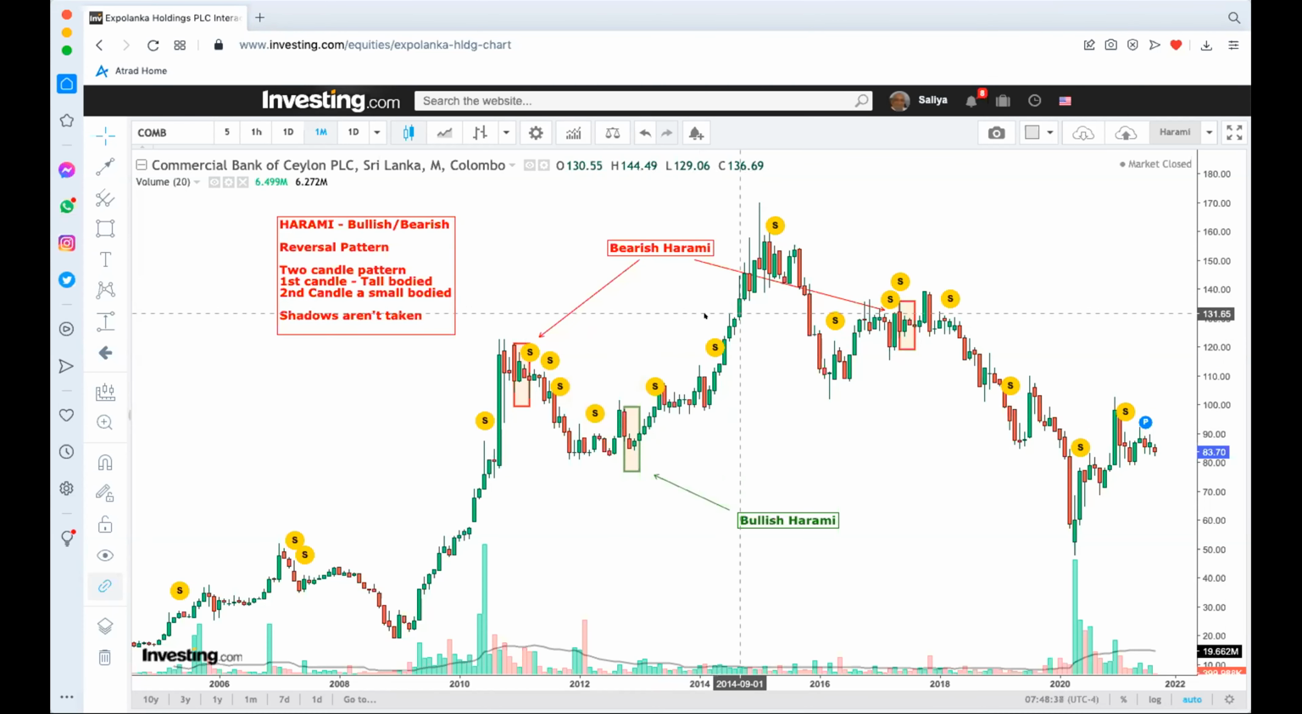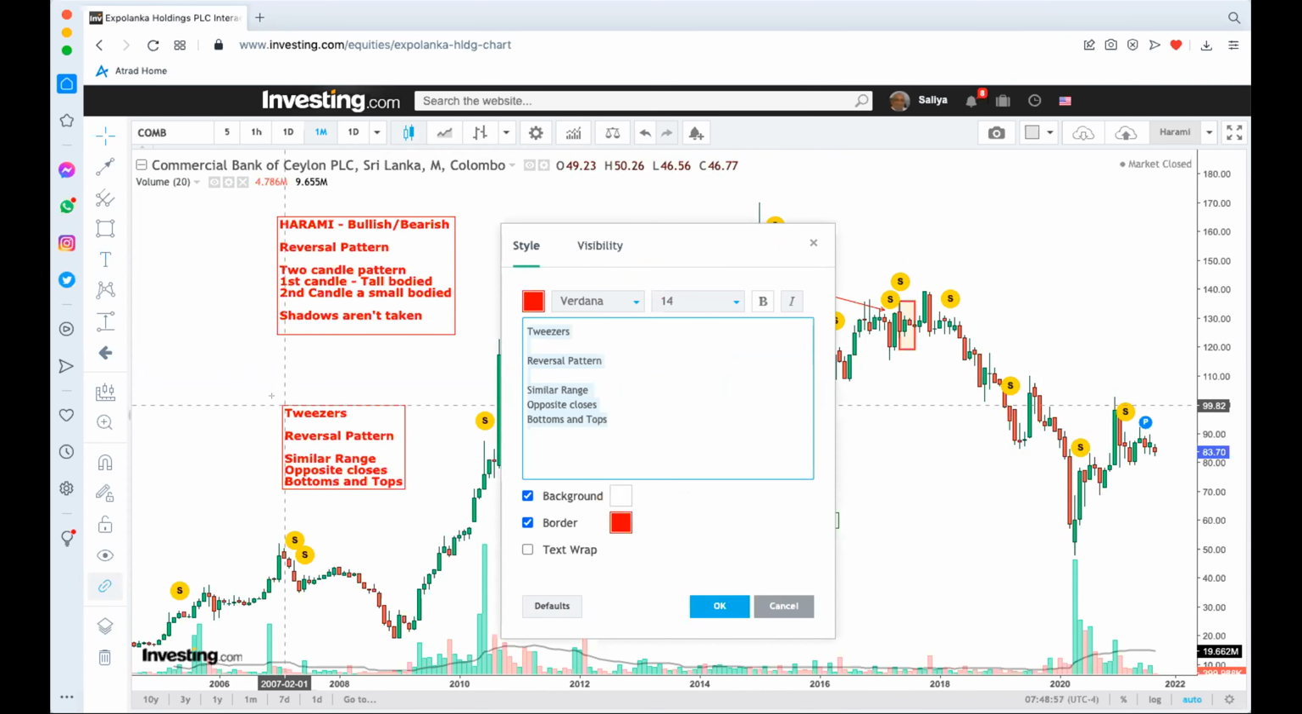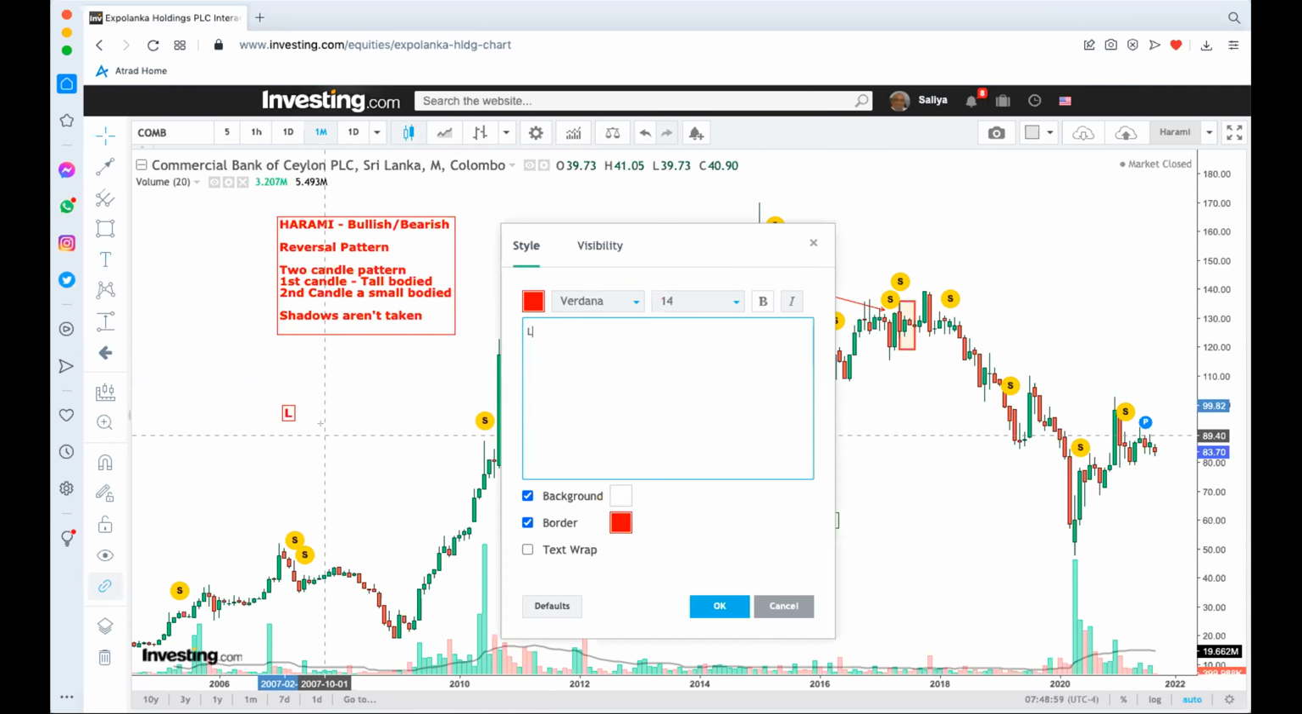Could you please explain swing high and swing low, please? Thank you very much. Okay, fine. A swing low is a 3-candle formation. In the 3-candle formation of a swing low, you have a low, a lower low, and a higher low. A low, lower low, and a higher low.